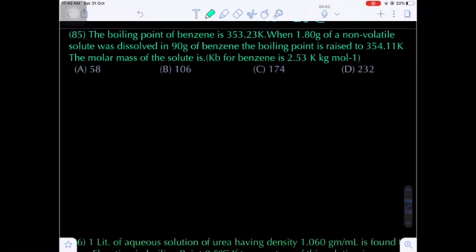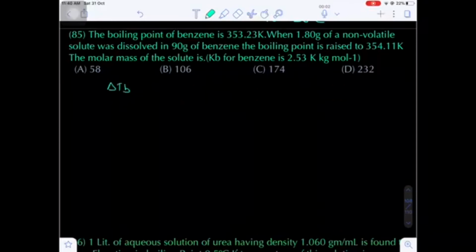Okay. Question number 85. The boiling point of benzene is 353.23 Kelvin. 1.8 grams of a non-volatile solute was dissolved in 90 grams of benzene. The boiling point was raised to 354.11 Kelvin. The molar mass of the solute? What is the question here? Molar mass of the solute.